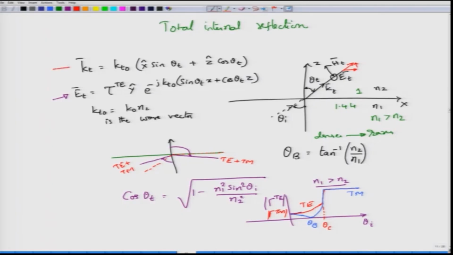So, this expression I hope you know, and of course, this expression for k_t0, which is the magnitude of the wave vector in the second medium, will of course be equal to k_0 times n_2. Now, go back to this expression of cos theta t and substitute that expression into the electric field expression. I am going to do that one in this next slide.